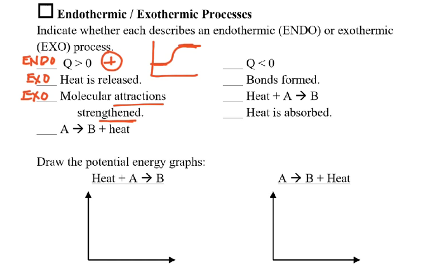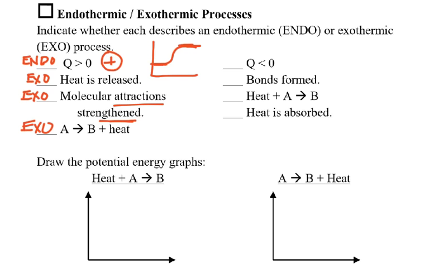So if I think of it backwards and I say, okay, I want to weaken some attractions, I want to tear things apart, that requires energy. So when they go back together and become stronger, that gives off energy, exo. Okay, heat on the right side, that's heat given off, that's exo.